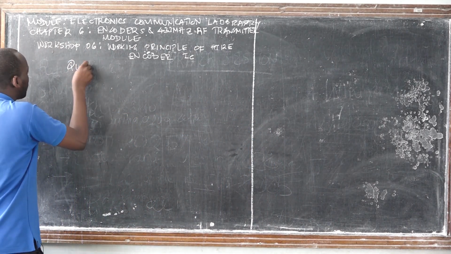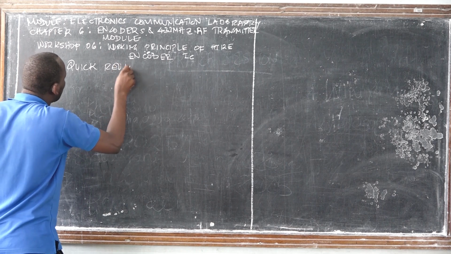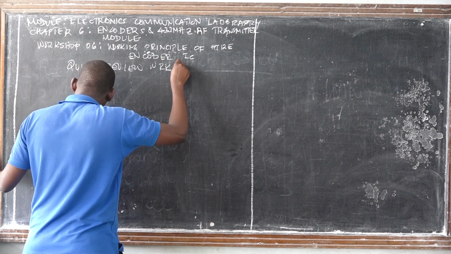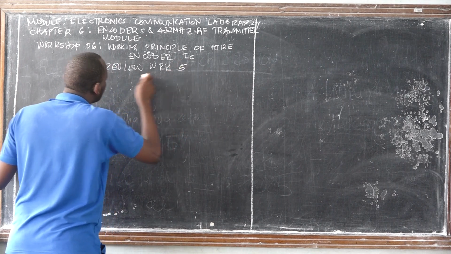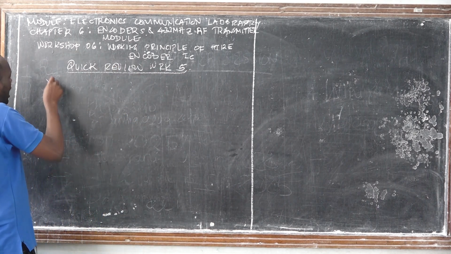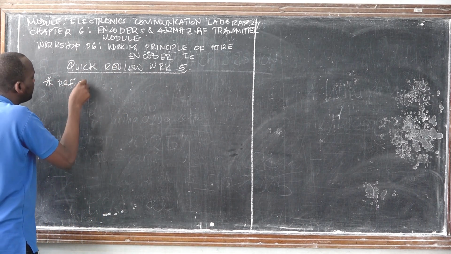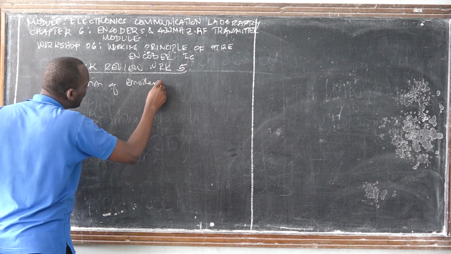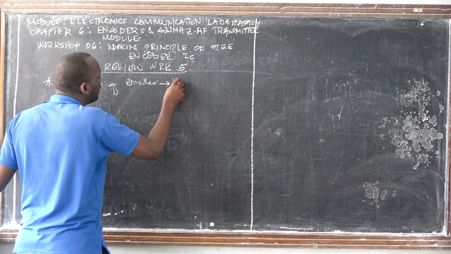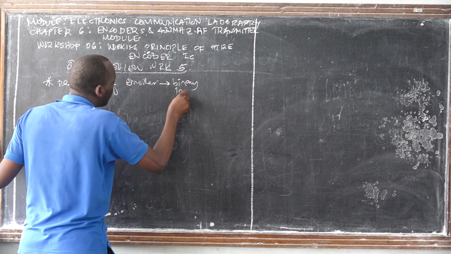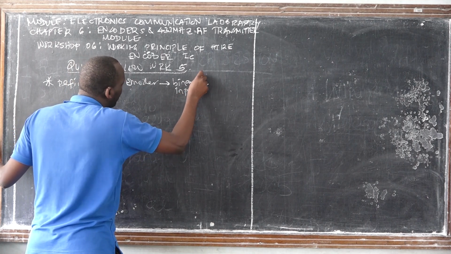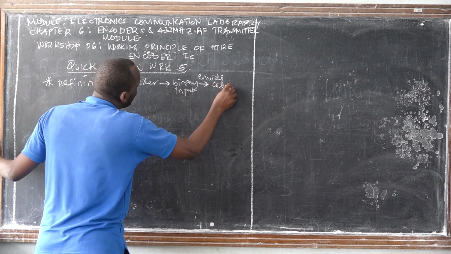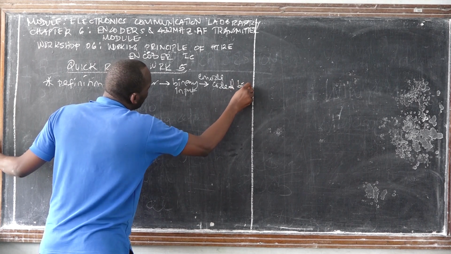So let us start with a quick review of what we covered in the previous workshop, workshop 5. In workshop 5, we covered the definition of an encoder. We said that an encoder takes the binary input, and once it takes that binary input, it encodes it to give out a coded binary output.